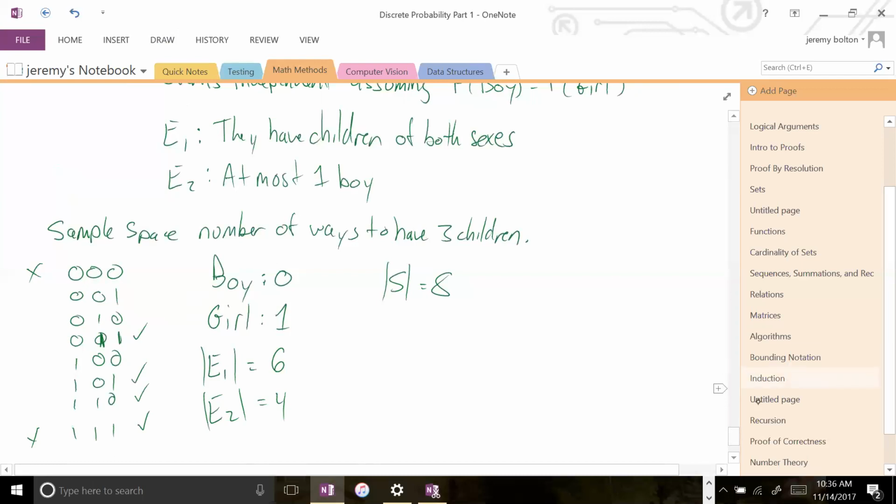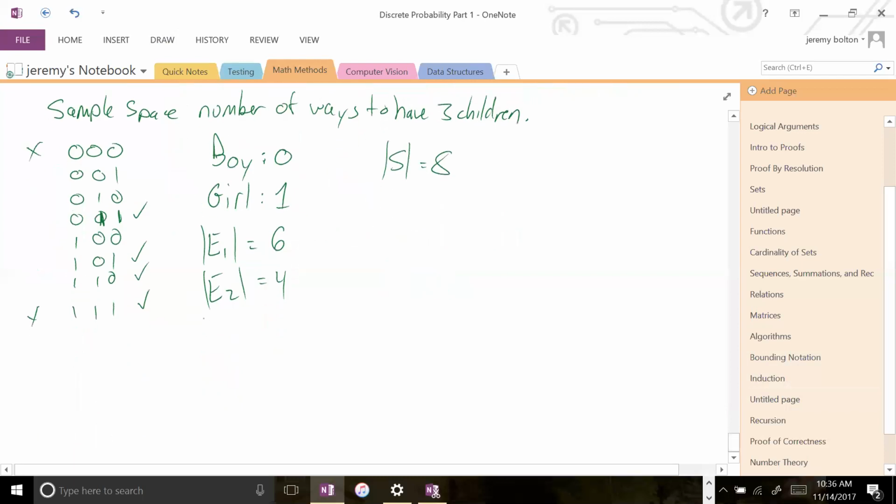All right, so we want to see whether P of E1 times P of E2 is equal to P of their intersection. So we need to know the intersection of these two as well. What's the intersection of E1 and E2? Are you guys still with me? What's the intersection of E1 and E2?